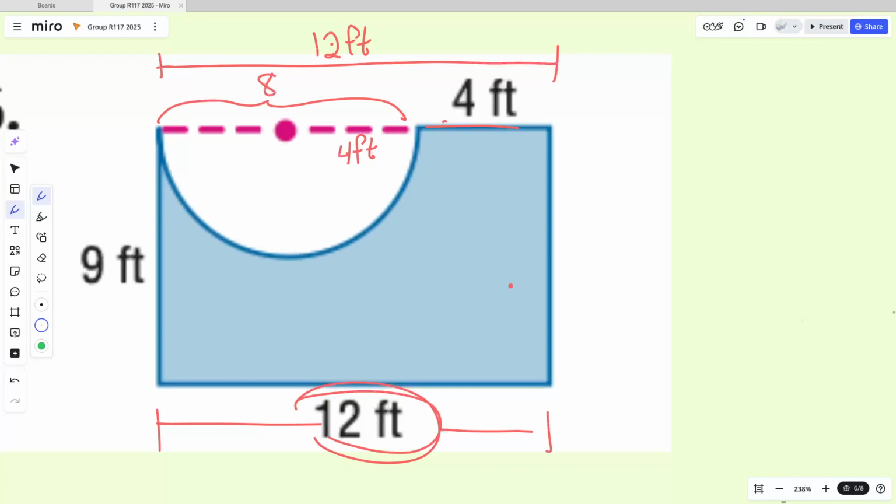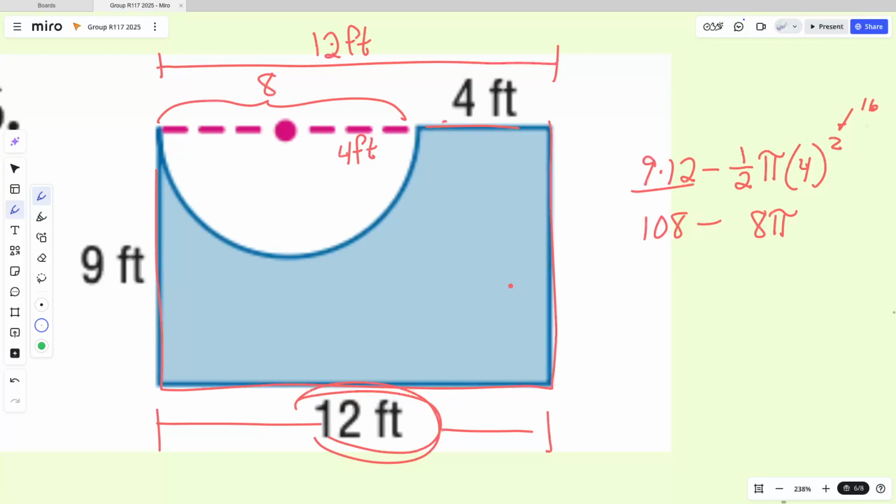So to close this one out, got the area of the big triangle, 9 times 12. And we'll take away one semicircle, 1/2 pi 4 squared. 16. Not over 16. I'm just making little notes to myself. That thing is 16. 16 times 1/2, 8 pi. And whatever that is. Something. Oh, I almost forgot the units. Feet squared.